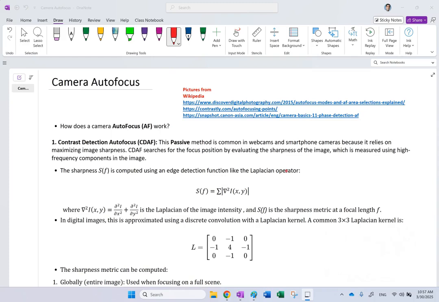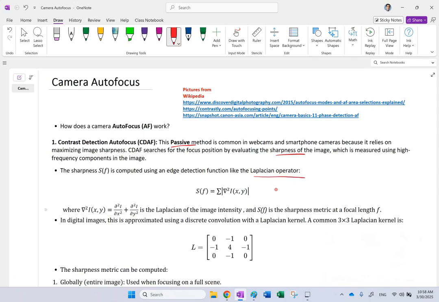Okay, so the good thing about it is it's a passive method, so you don't need to send anything away from the camera. You just look at the picture and try to make the best contrast possible, either over the entire image, over a single point, which could be at the center of the image, or over several autofocus points. And you might want to say, well, how would you measure the contrast of the image or the sharpness of the image? And the answer is there are so many different ways. One of the common ways to do it is to use the Laplacian operator.